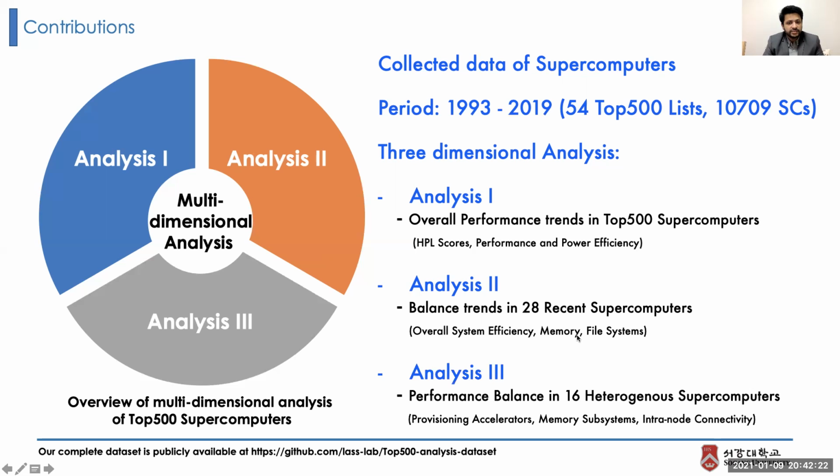Our third analysis consists of the purely 16 heterogeneous supercomputers, as the trend of heterogeneous supercomputers is becoming increasingly popular for achieving the desired system efficiency within the given budget and energy requirements. Thus, we aim to identify the key architectural trends and balance ratios from recent heterogeneous systems, for example, intranode connectivity and memory subsystem balance, and acquire insights for designing future systems.